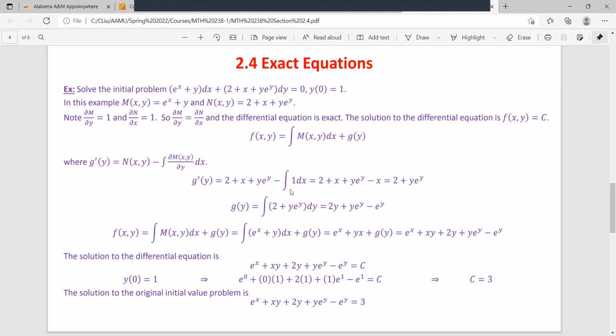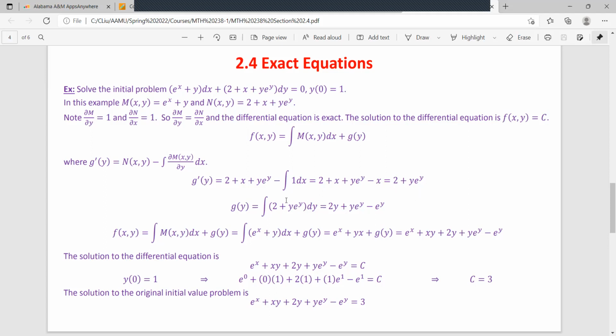You have to specify which variable you integrate. So if you do that, you get x. Then you just cancel x, and you get 2 plus y e to the y at the end. So that's g prime. And then you can find the g of y easily by integrating this 2 plus y e to the y.